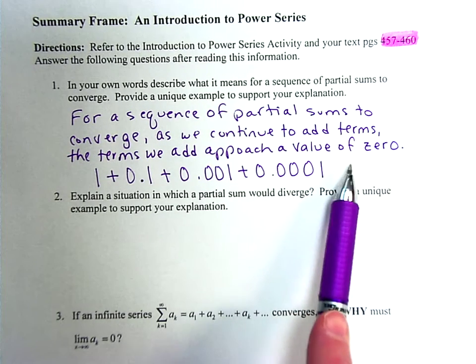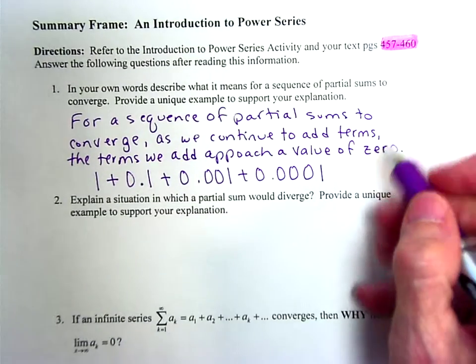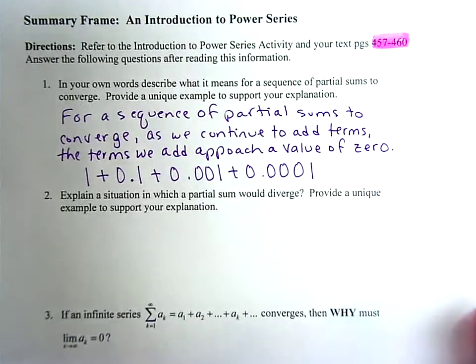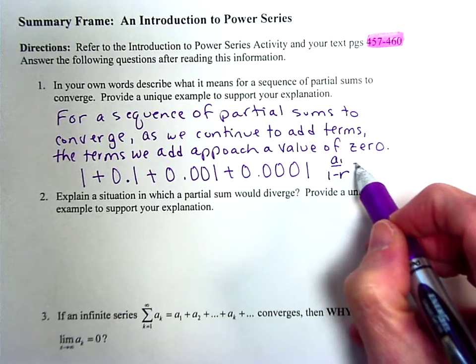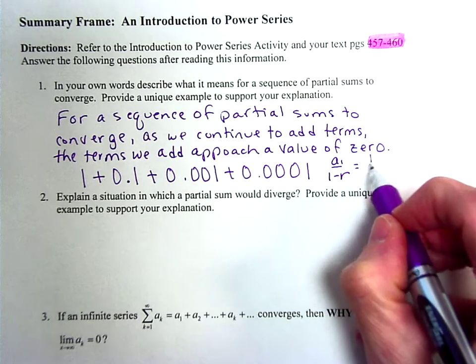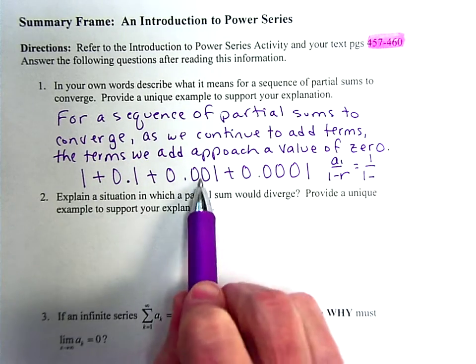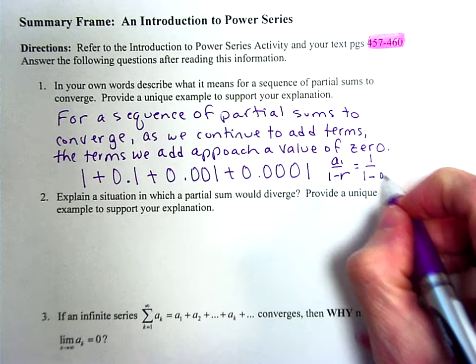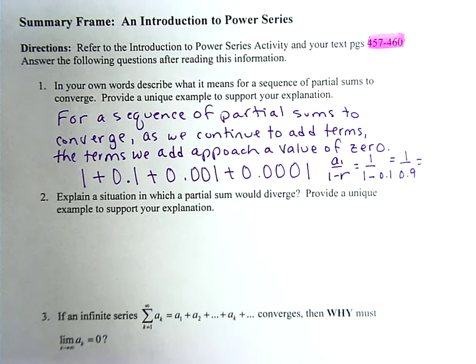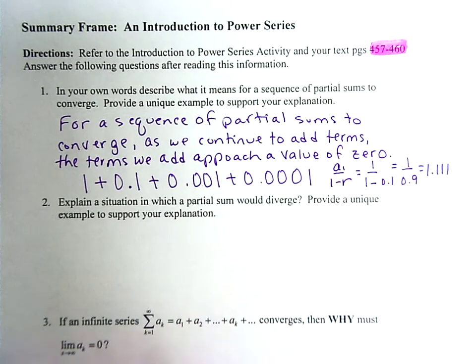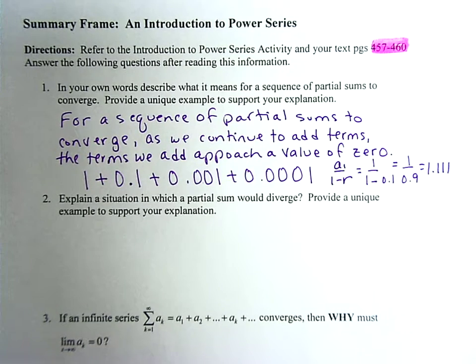This will converge. We also learned in our notes that we can figure out what value it converges to by taking a1 over 1 minus r. So in this case, what value do we converge to? 1 over 1 minus, the common ratio is 0.1. So this would be 1 over 0.9. And let's run that calculation on our calculator because I'm not exactly sure. 1 over 0.9 is 1.111. So this converges to 1.111.